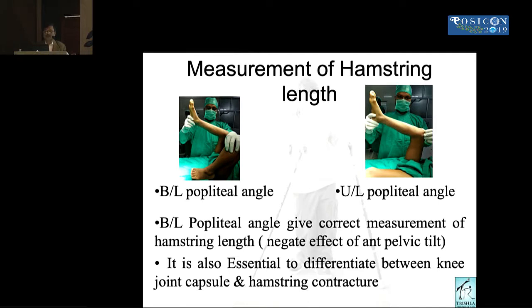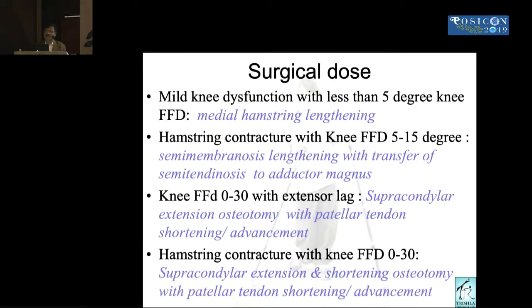The popliteal angle is the angle between the thigh and the tibia up to the knee. The bilateral popliteal angle gives a correct measurement of hamstring length because the anterior pelvic tilt is neglected. It is also essential to differentiate between knee joint capsule and hamstring contracture. Knee joint capsule contracture you can test in complete extension of the knee joint in the supine position, where the hip position is at 0 degree flexion.